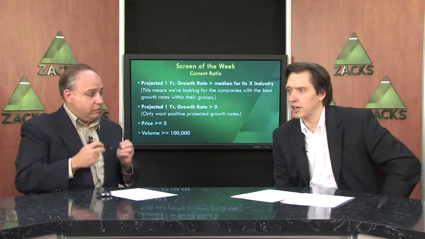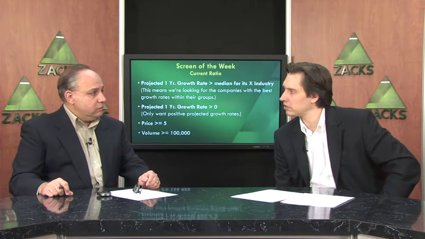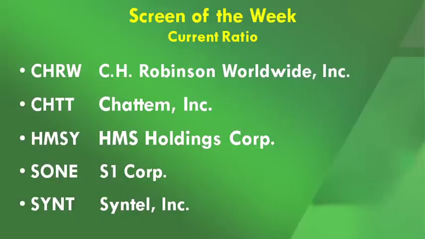How many stocks came through this week? There was quite a bit. I would say maybe over 50 or 60 stocks. So you're probably going to want to narrow this down a bit, maybe put in some additional price parameters. I would also suggest that you may want to really focus in on just those strongest industries. But here's 5 that caught my attention: C.H. Robinson Worldwide, Chatham Incorporated, HMS Holdings, S1 Corp, and Syntel. These are some pretty interesting picks, but they all have an excellent Zacks Rank. They all have strong financial positions based on the current ratio. And again, they all are showing projected growth rates better than their industry and positive, which is very important. Do you own any of these? No, I don't.